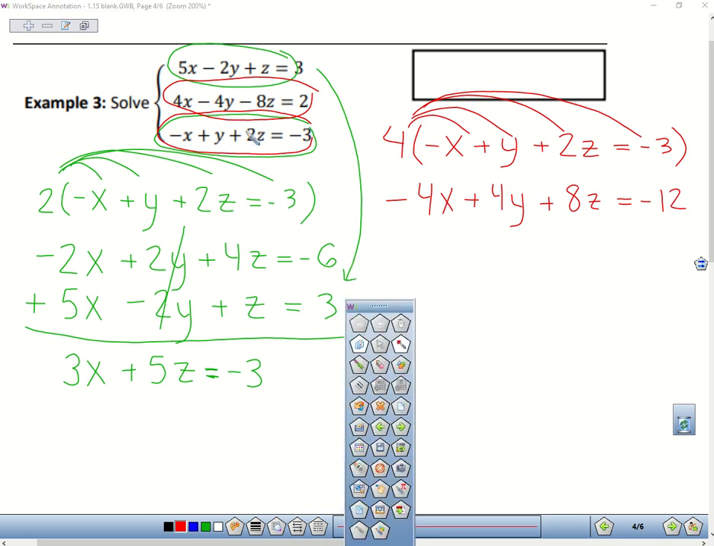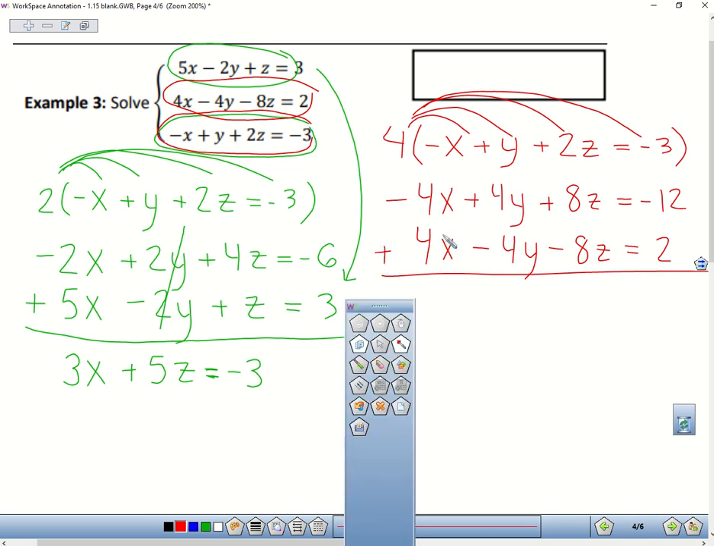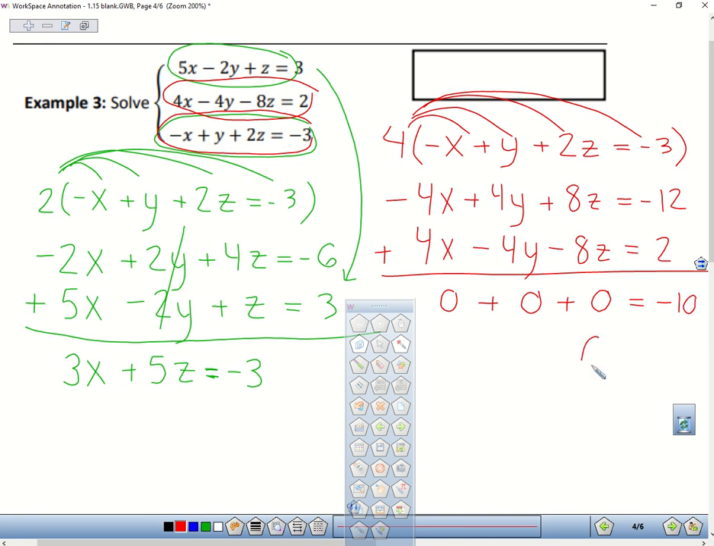And then I'm going to rewrite my second equation and add them together. So what happens to my x's? What about my y's? And my z's? Equals negative 10. So does 0 equal negative 10? No, so what's this case? No solution.